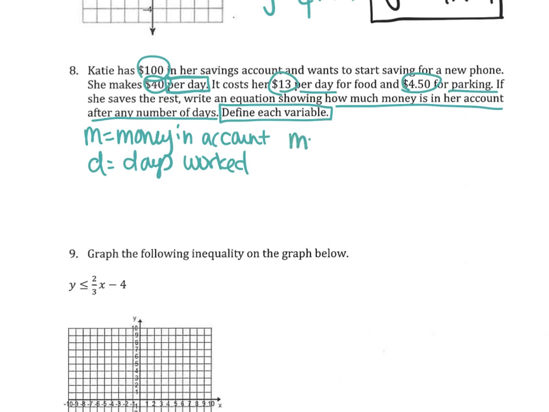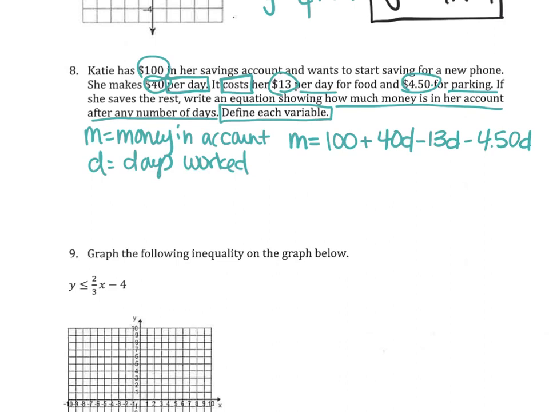Alright, so we're trying to find the money. So I'm going to say M equals. Looks like she starts off with $100, and so it's 100 plus, and then she's saving 40 per day. So that's like a positive number. Well, if it cost her 13 per food, I want to think of that as a negative number per day. And then a negative 4.5. I can put the 0, but I don't have to, per day. Because again, parking is a cost.